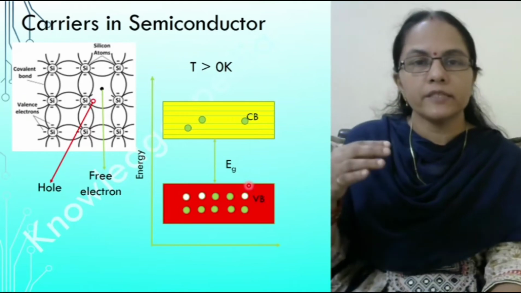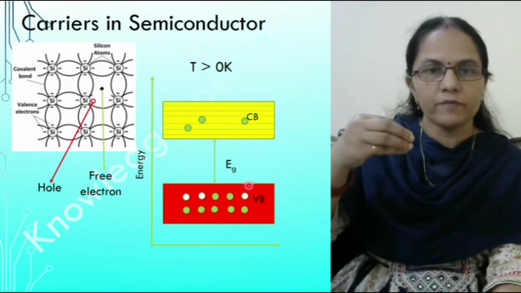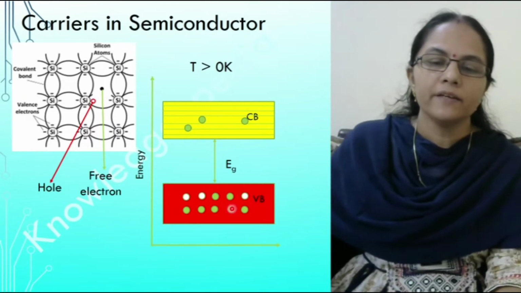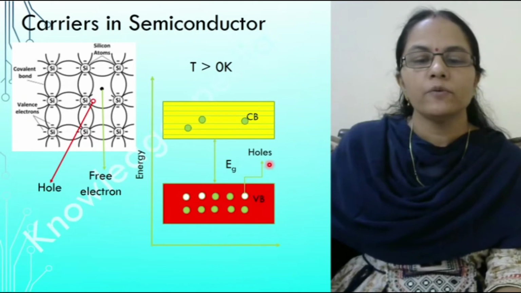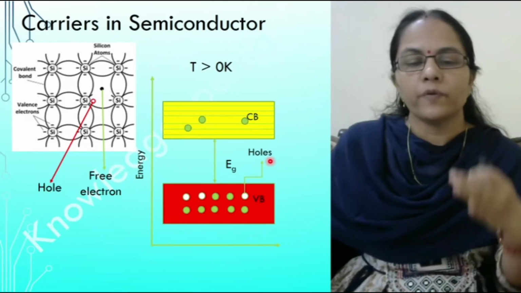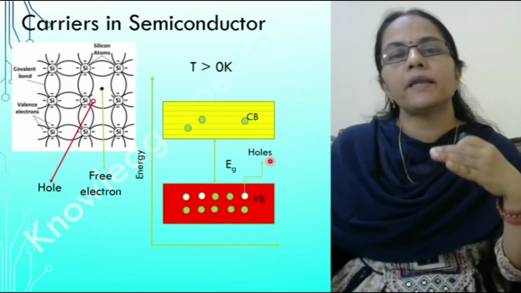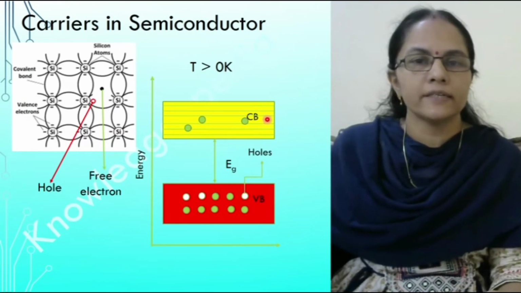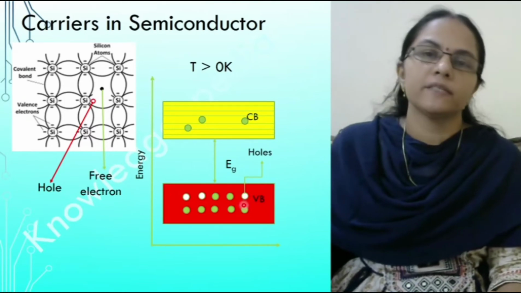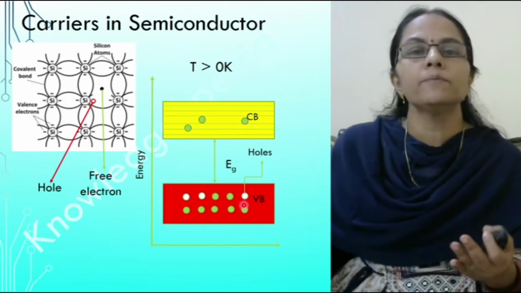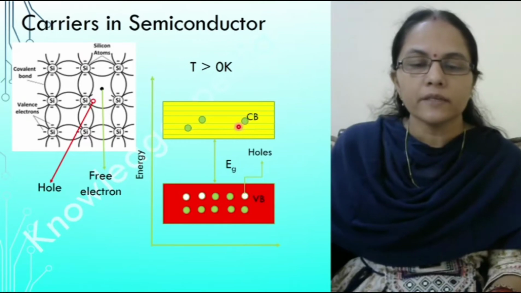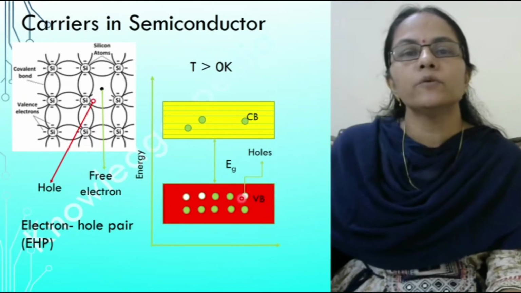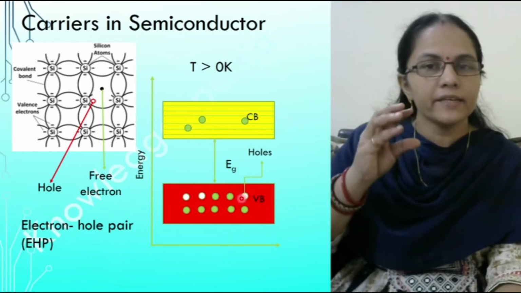This process, that an electron is moving from the valence band to conduction band, what is left behind? There is an empty space which is known as a hole. So whenever the electron moves from valence band to conduction band, we are getting one electron in the conduction band. At the same time, it is leaving behind a hole in the valence band. And this electron and this hole together are known as an electron-hole pair. They are created in pair.